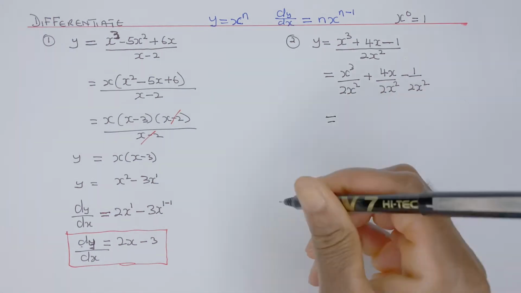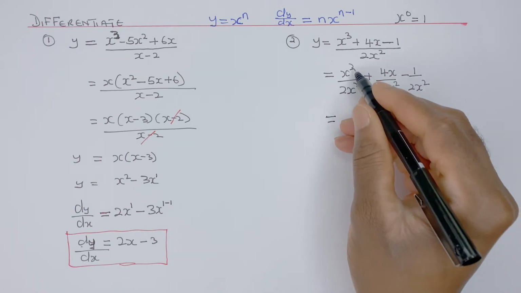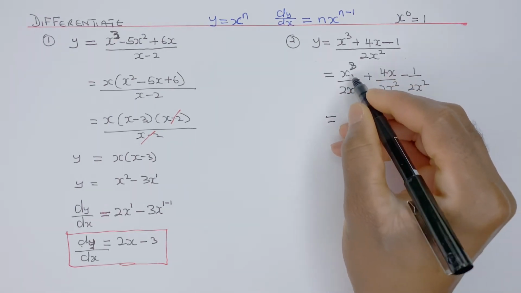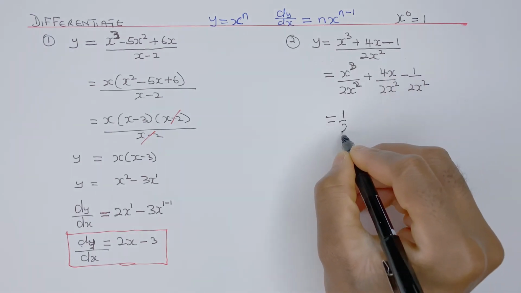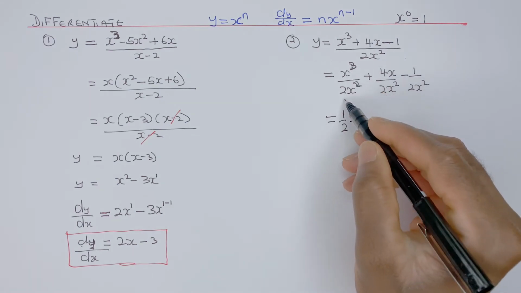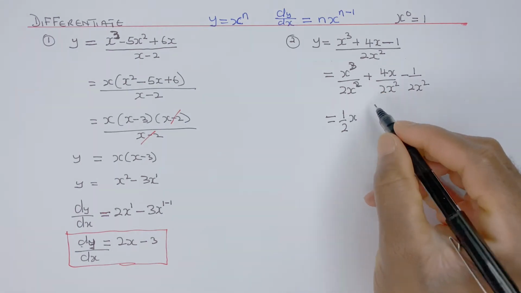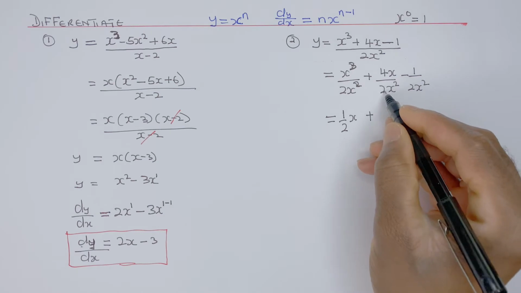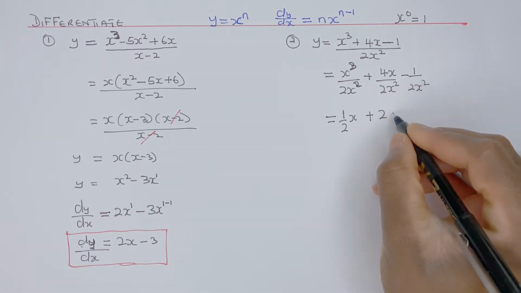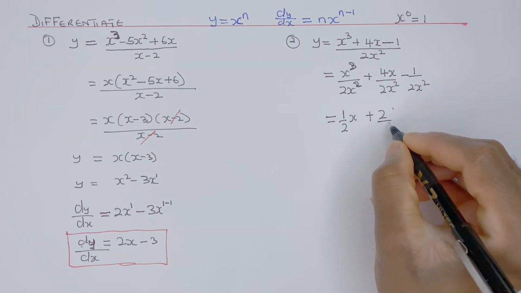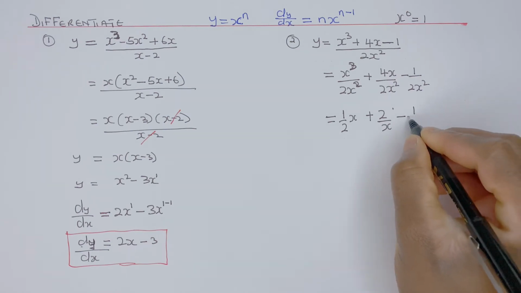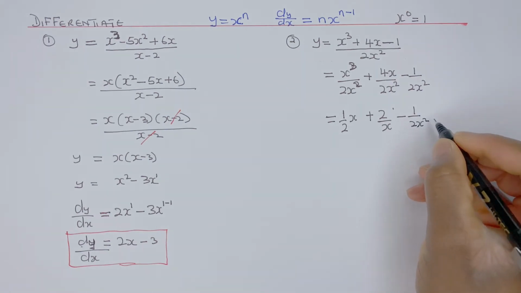And you can see that x squared cancels. This is x cubed, x squared cancels that, so you get 1 over 2x, because you've got 1 x left and 2 at the bottom, that's a half x. Plus, 2 cancels that, so you get 2, x cancels that, so you just get 2 over x, minus 1 over 2x squared.